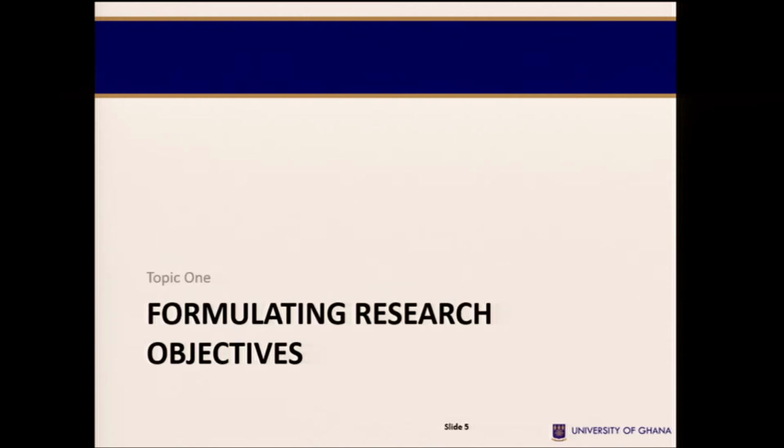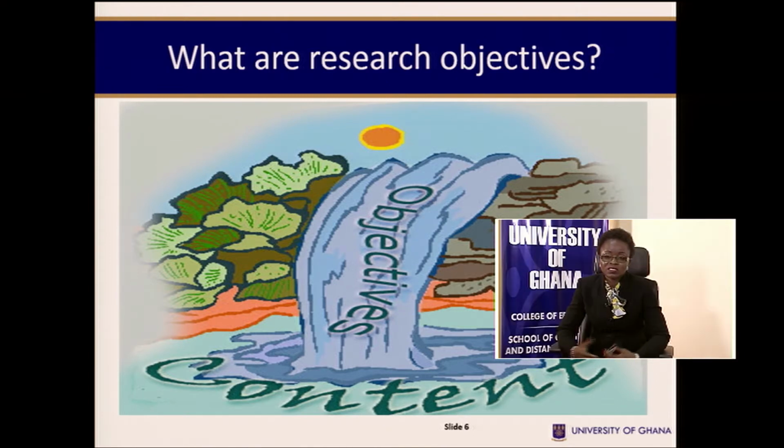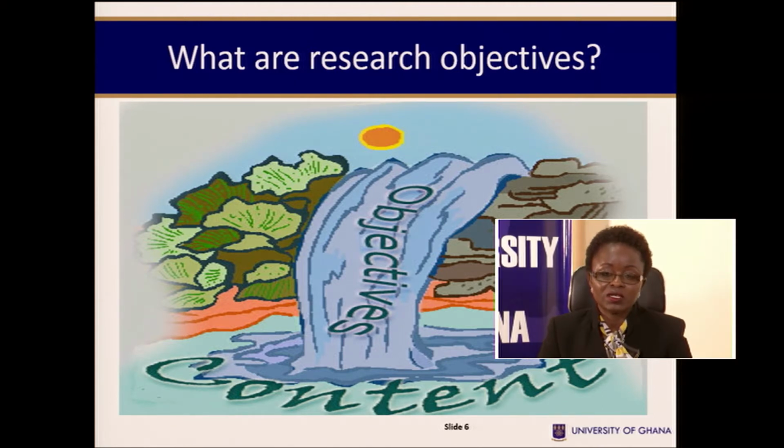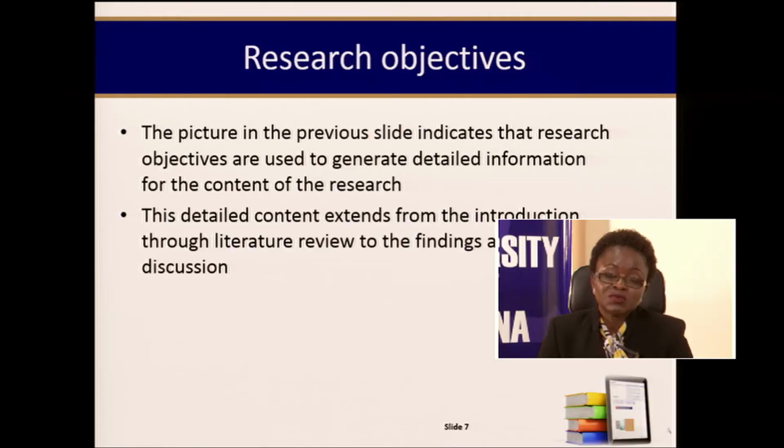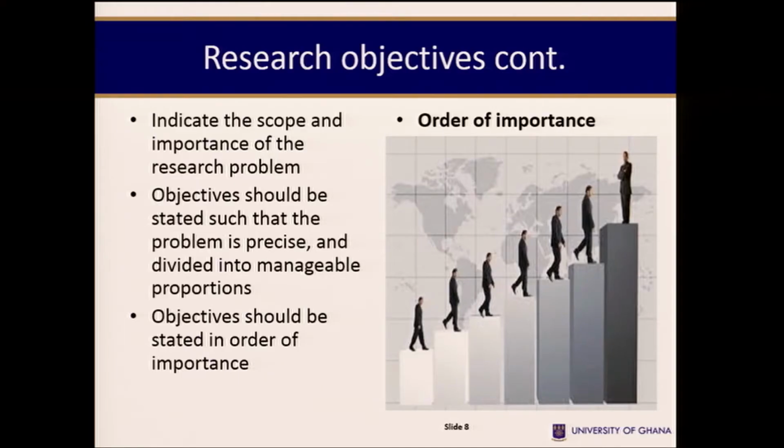So let's start with how to formulate research objectives. I want each of you to be able to look at this picture and explain or interact with yourselves about what research objectives are. As you can see from the picture, it looks like objectives are running down from some kind of a hill or a mountain into a flat surface, which seems like water. What does that mean? The picture indicates that the research objectives give you the content of the research. So if you don't have the objectives, it's difficult for you to come up with the content.